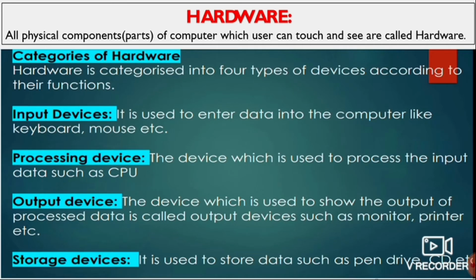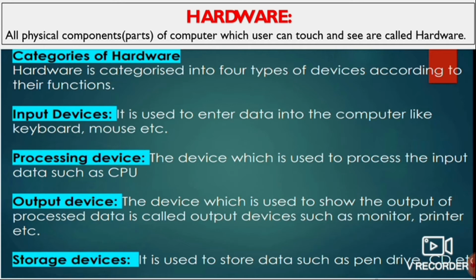Now after it, come to the hardware and the software. As we know, the computer consists of hardware and software. Hardware means all the physical components, parts of the computer, which the user can touch and see. For example, the keyboard you can touch, it is hardware.